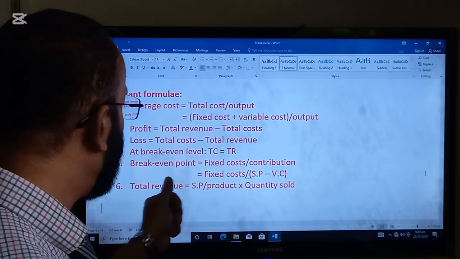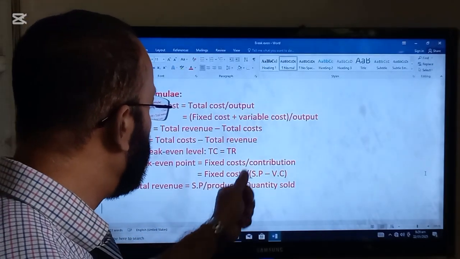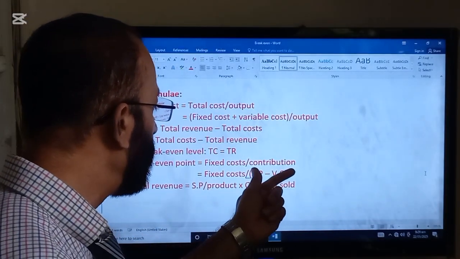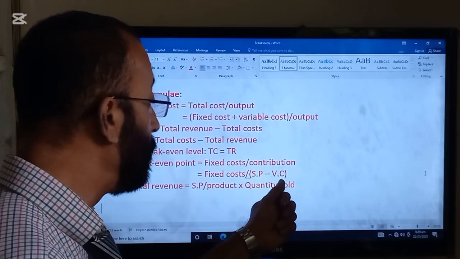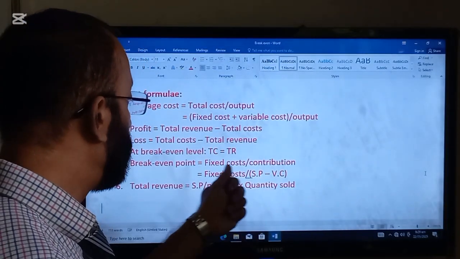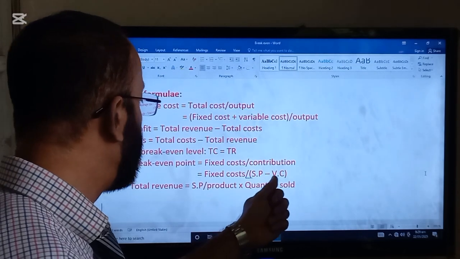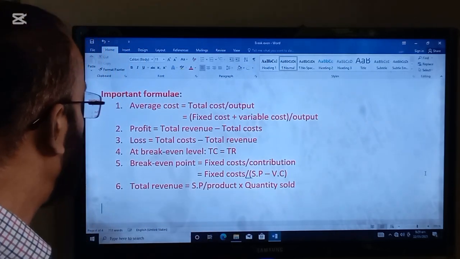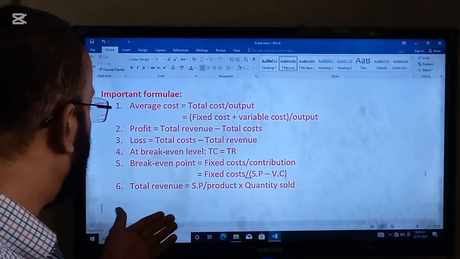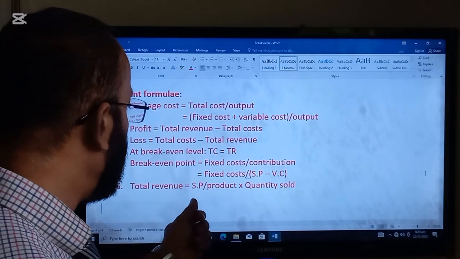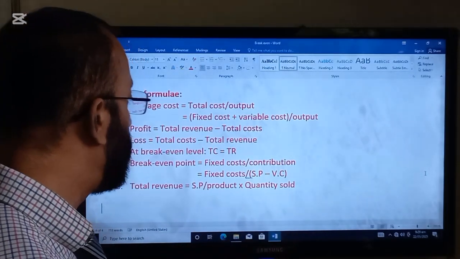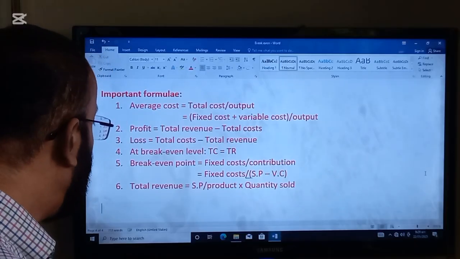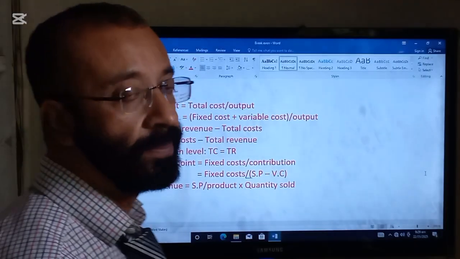Next formula is of the break-even point: fixed cost over contribution, and the formula for the contribution is sale price per unit minus variable cost per unit. So fixed cost will remain as it is. So this is the formula for the break-even point. And the last formula is total revenue is equal to sale price of the product multiplied by quantity sold. So these are some formulas.